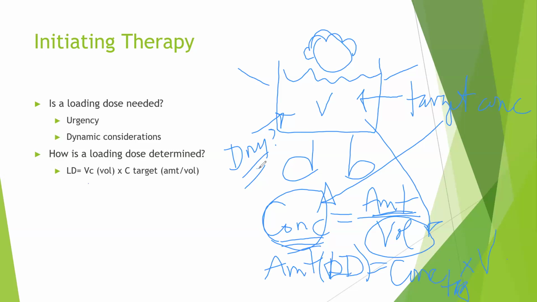So we need to know what our target is, and we need to know what the volume of distribution is. Now, what volume of distribution do we use? Well, I gave that away because I said the VC. The VC is that initial volume, or you could call it V1, or people call it central volume, whatever you want to call it. It's where the drug distributes to immediately if you give it IV. So we're probably going to give it IV, and we're going to want to give it to the initial volume. If we gave it to the eventual volume at steady state, we could easily overdose the patient. So we don't want to use that. We use our central volume of distribution times our target concentration, and then those volumes will cancel, and we'll have an amount, which is what we want for our loading dose. Okay, pretty straightforward, right?